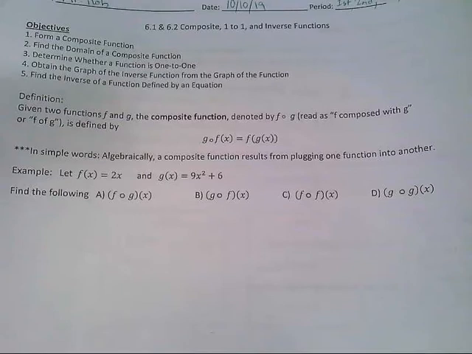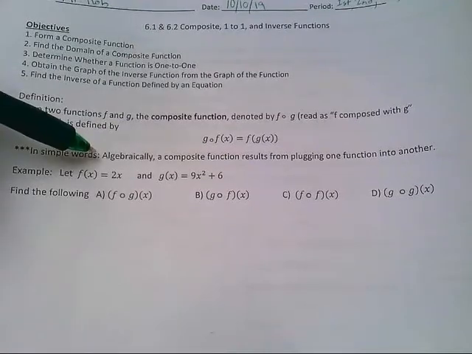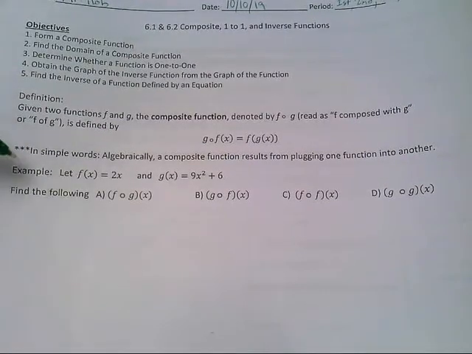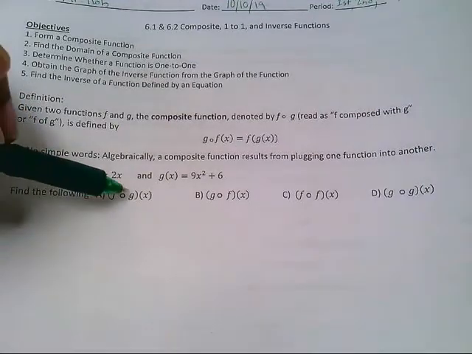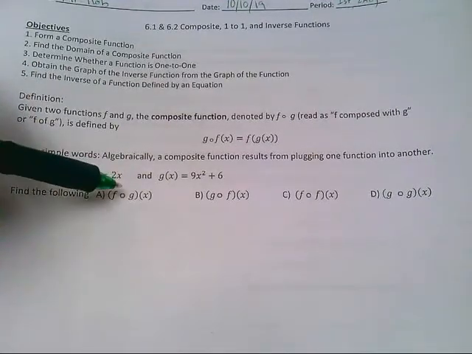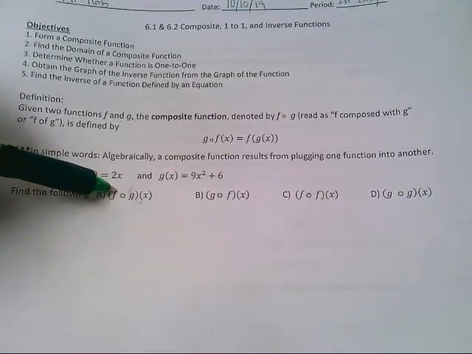So here it is in simple words: algebraically, a composite function results from plugging one function into another. You take one function, and you plug it into the other one. So let's look at some of our examples. The first one says find the following. We have f of g of x. So we're going to plug g of x into f of x.